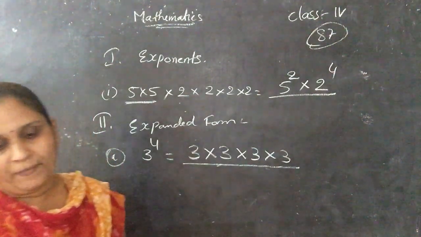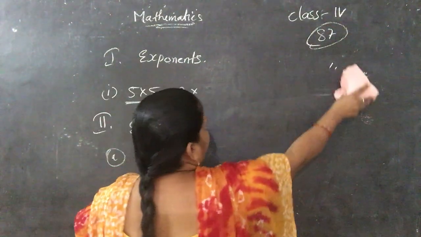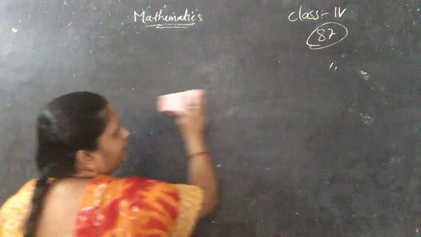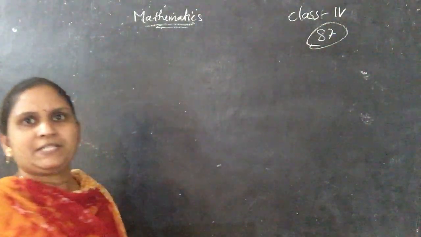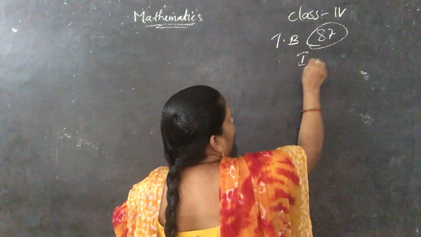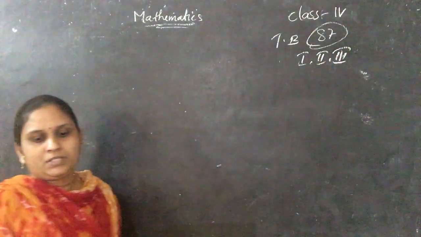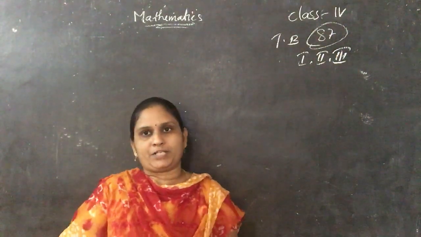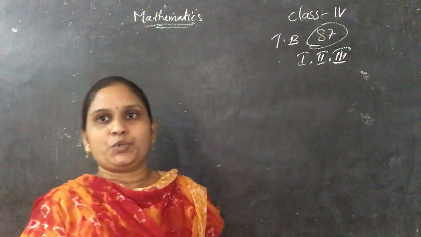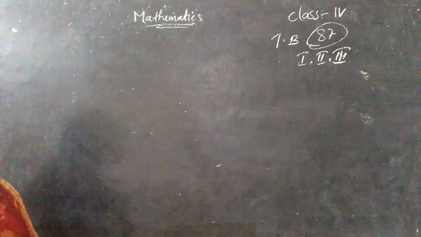Okay, now Roman number 3, LCM by listing multiples. Page number 87 only, children. Textbook page number 87. Section 1, 2, 3. Sections 1 and 2 you can do directly in the textbook itself. But section 3 you have to do in your maths notebook. Okay. So section 3, what is it asking?